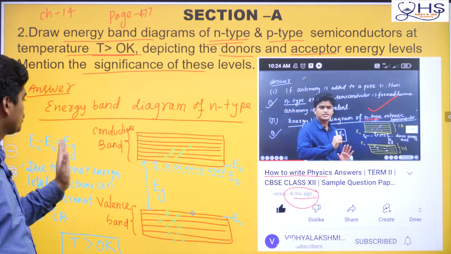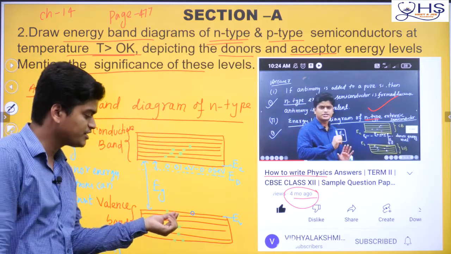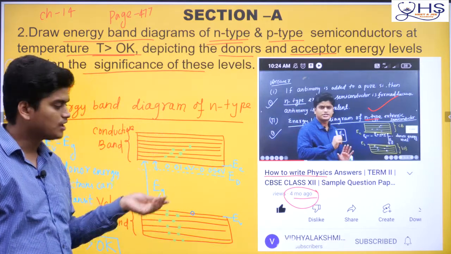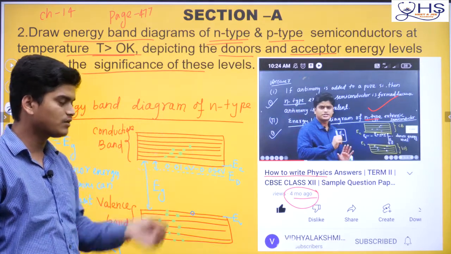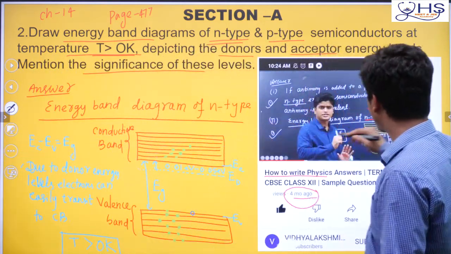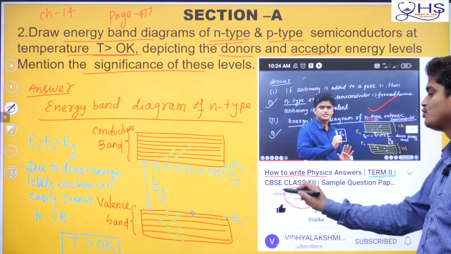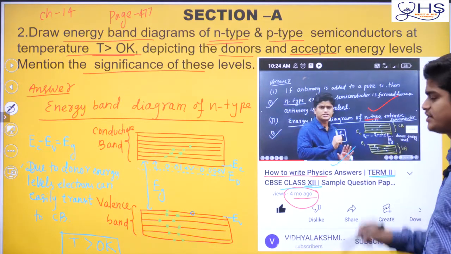So EG is nothing but the energy gap, and here is a small energy gap, here a big energy gap. If the electron is here, it will be difficult to go there. If the electron is here, then it can easily go. This is the idea you can remember. The same diagram we did four months ago while discussing term 2 CBSE 12th physics answer solutions.